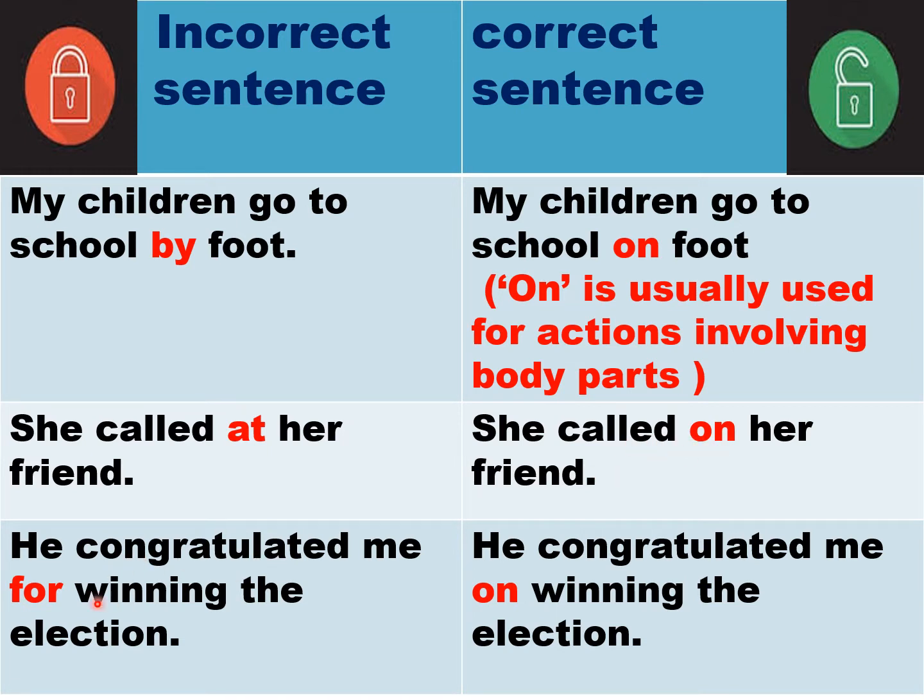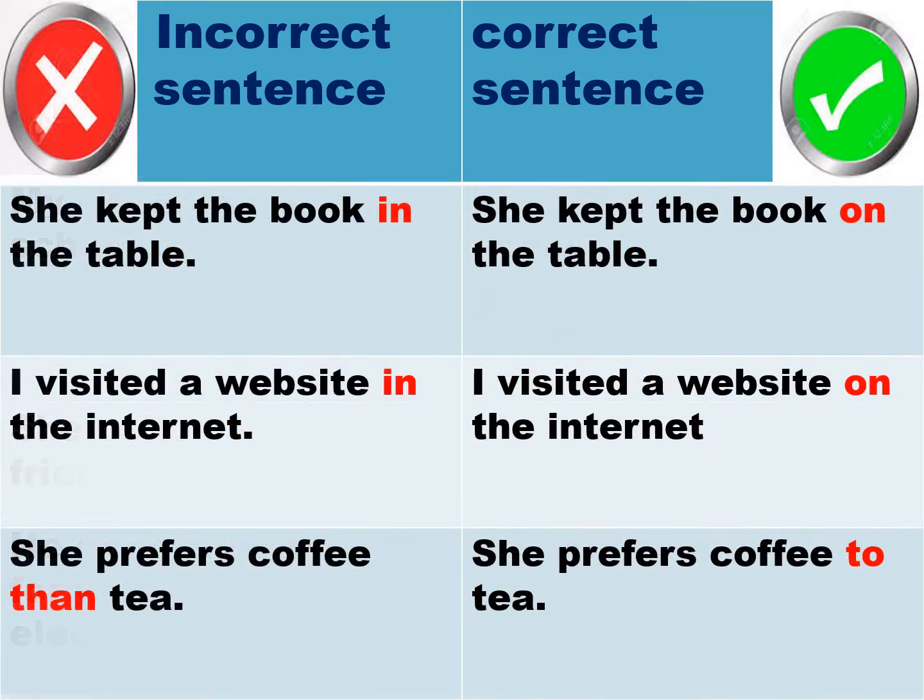He congratulated me for winning the election. Congratulated me for winning is given here. We must use the preposition on instead of for. He congratulated me on winning the election. She kept the book in the table. She kept the book on the table is correct. Instead of in, we must use the preposition on. On expresses a situation when something is positioned above something else.